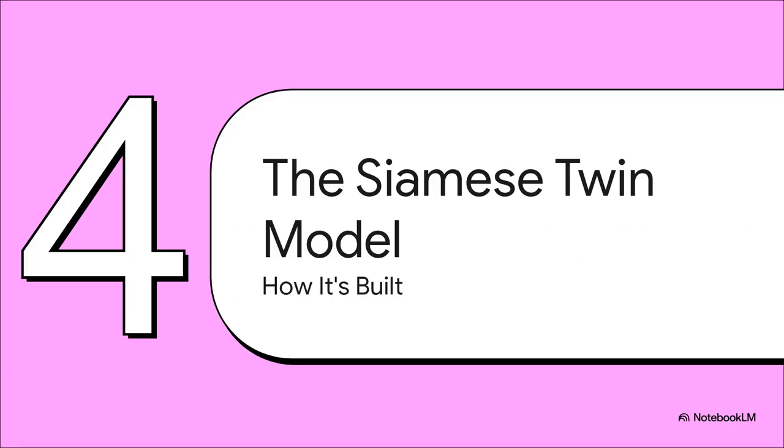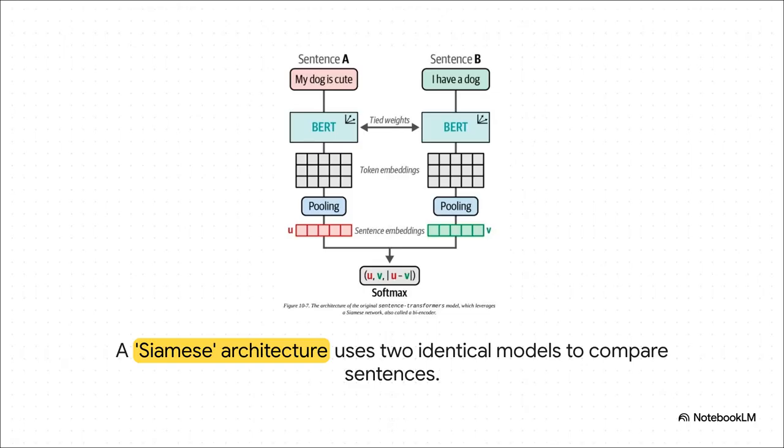Okay, so the theory makes sense: learn by comparing. But how do you actually build a machine that can do this efficiently? Well, let's take a look under the hood at the architecture. It's often called the Siamese twin model. One of the most popular ways to do this is with a Siamese network, just like we see here.